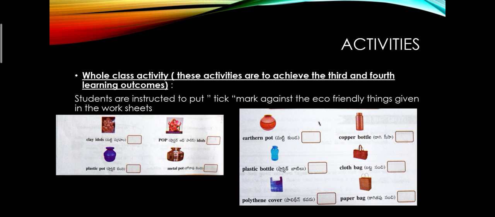Then the third one is whole class activity. These activities are to achieve the third and fourth learning outcomes, which are given under learning outcomes. Here the students are instructed to put a tick mark against the eco-friendly things given in the worksheet. For example, here this is the idol clay. Is it eco-friendly or not? If it is eco-friendly, the children put a tick mark. If it is not, they leave it. Okay, like this you have to carry out this whole class activity. With this activity you have to achieve the eco-friendly learning outcome.